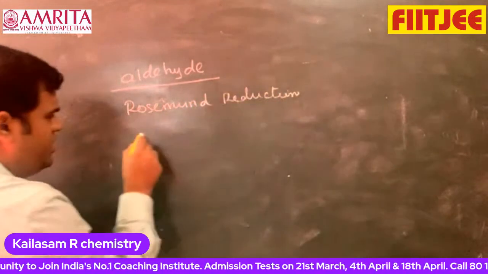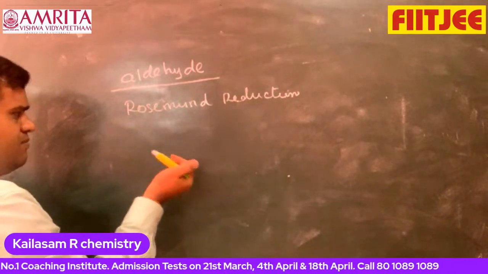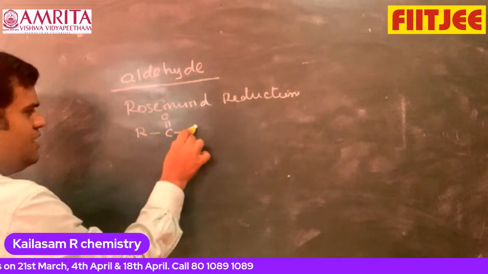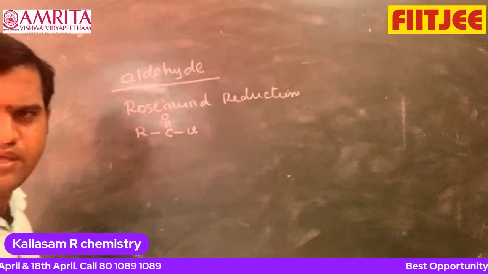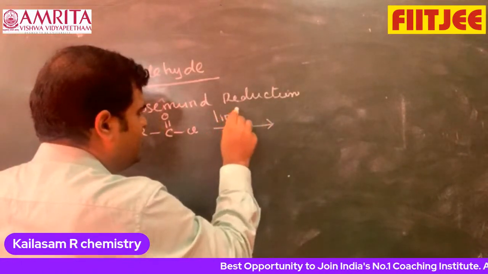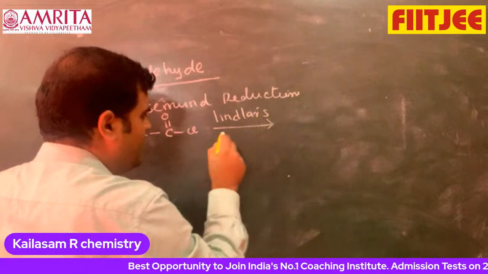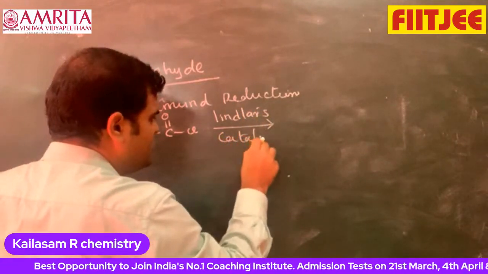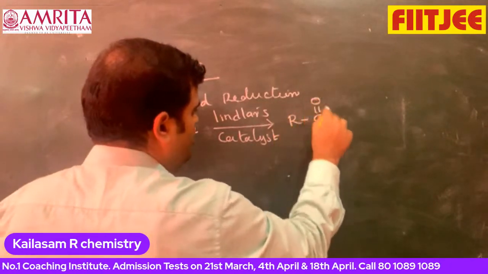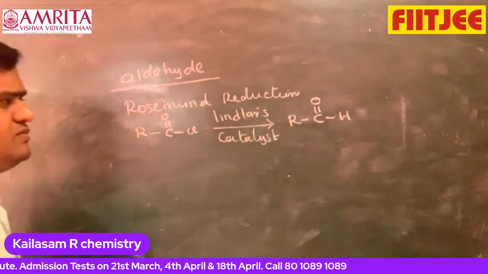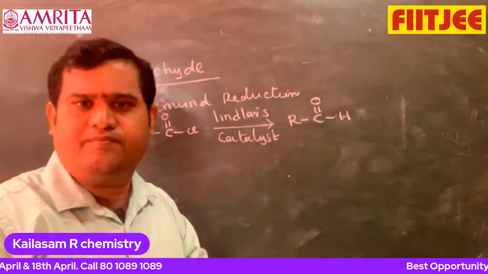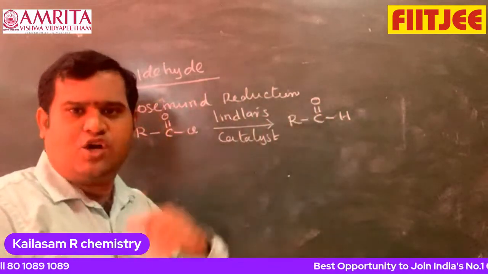Here I'm taking RCOCl, which is called acid chloride. If I treat it with Lindlar's catalyst, I'm going to get RCOH. What is Lindlar's catalyst? Palladium, barium sulfate, hydrogen, which is going to give us an aldehyde as the compound.